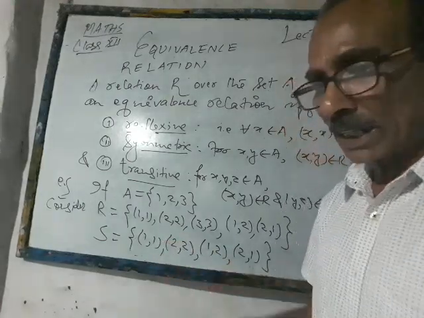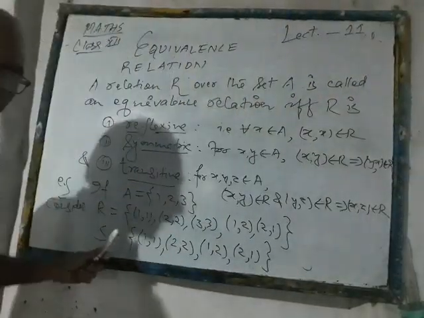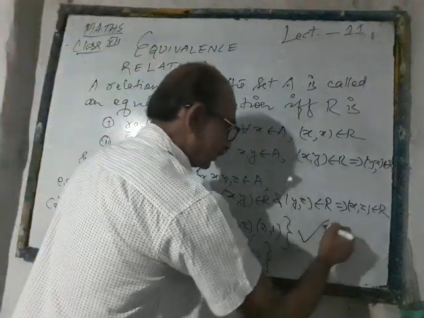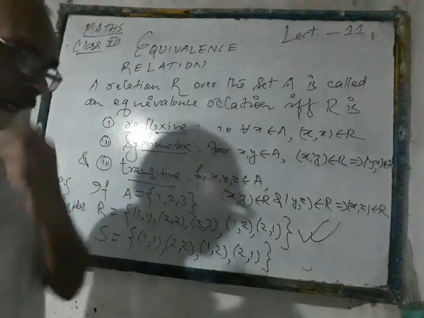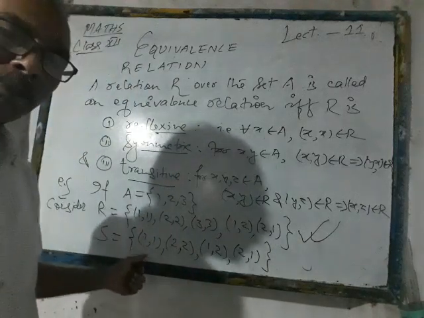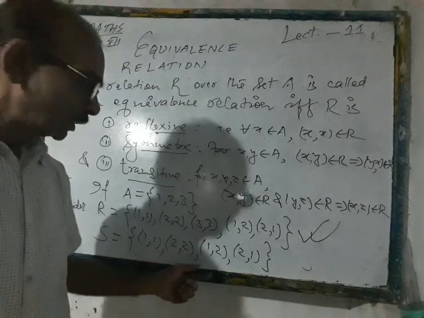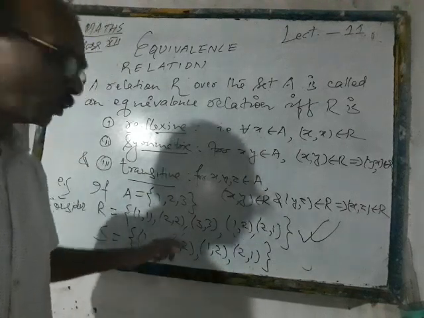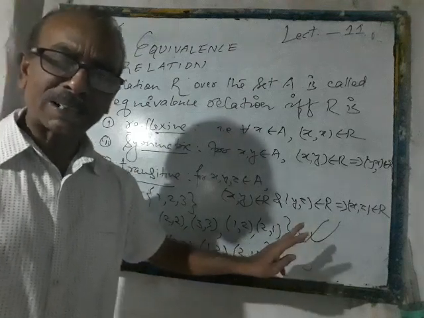So we may say that this relation is reflexive, symmetric as well as transitive, and hence it is an equivalence relation. Now let us talk about the second one. (1,1) is there, (2,2) is there, but (3,3) is not present in the given relation. So there is no need of watching the other elements.